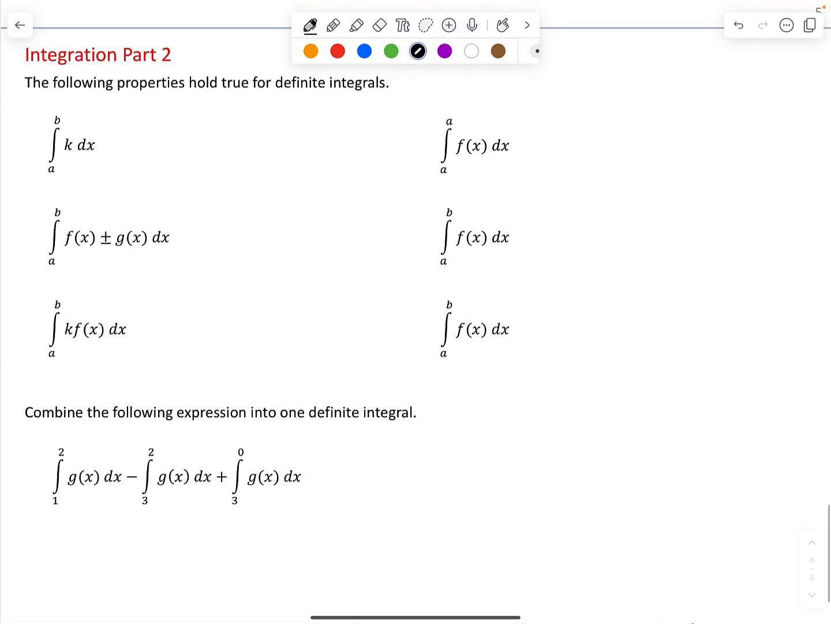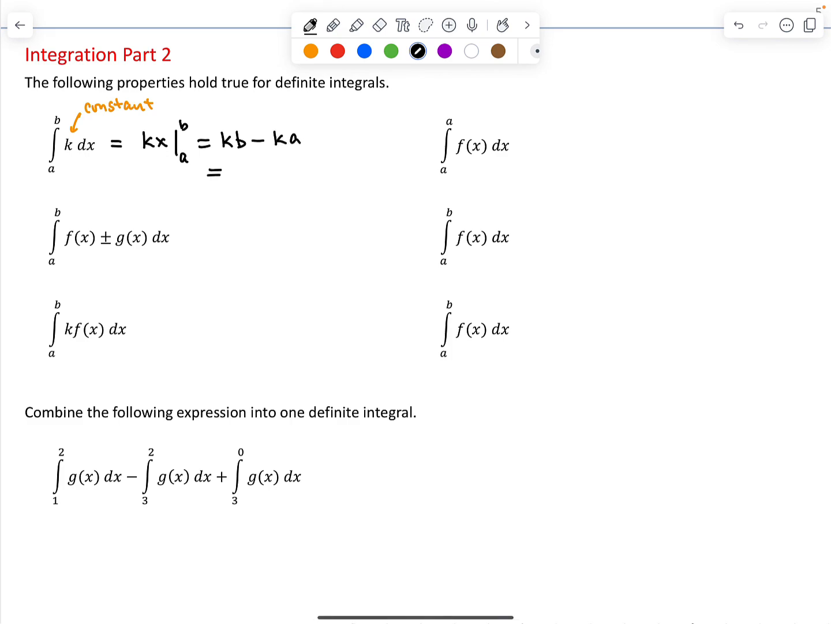The following properties hold true for definite integrals. If you integrate some constant from a to b, then we can confirm what this will give us using the fundamental theorem. The antiderivative of a constant, treating x as the independent variable, as revealed by the differential, we will get that constant times x. And then we evaluate from a to b. So we plug in b first, subtract, and now we plug in a.